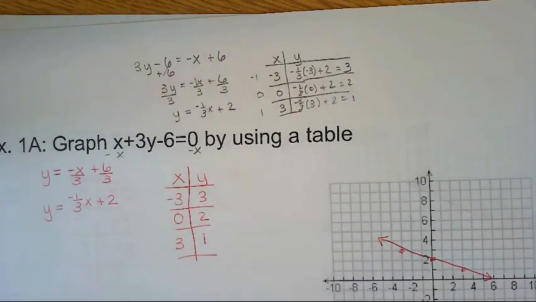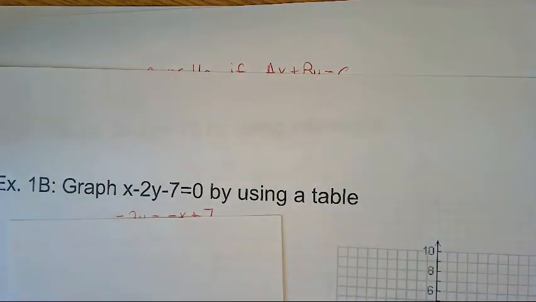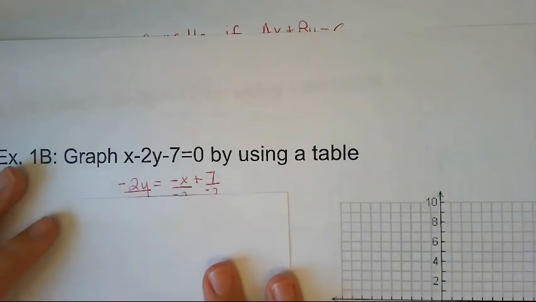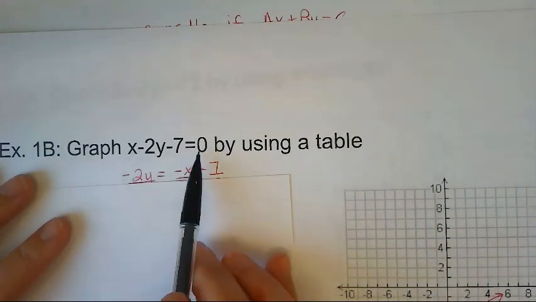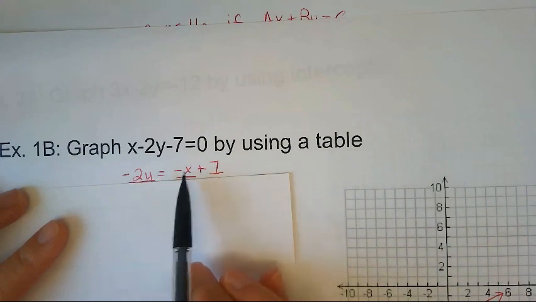If I can get my paper to turn, there we go. So there's your next got it question. So what I did to begin with is I subtracted my x over, and I added 7. That's what you're seeing in this step right here.